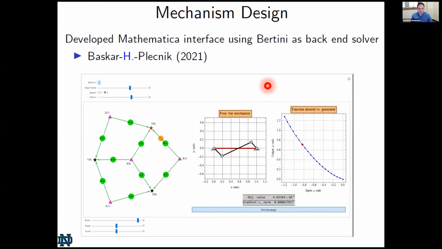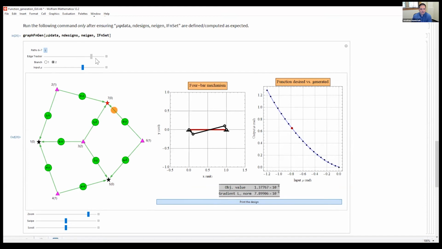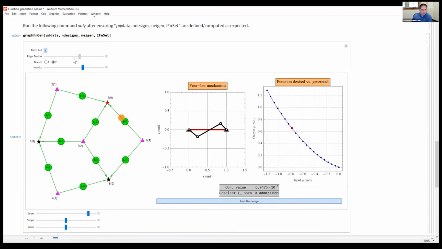So I have some time, so let me demonstrate this in our Mathematica interface. So we put together a Mathematica interface. It uses Bertini as its homotopy continuation on the back end. And then we use Mathematica to have a nice GUI to be able to demonstrate this. So you can track, so this slider allows you to track along this path. So let's go all the way to the end.